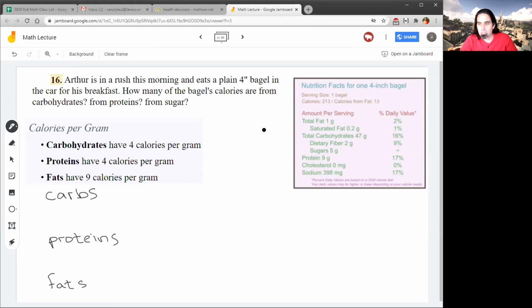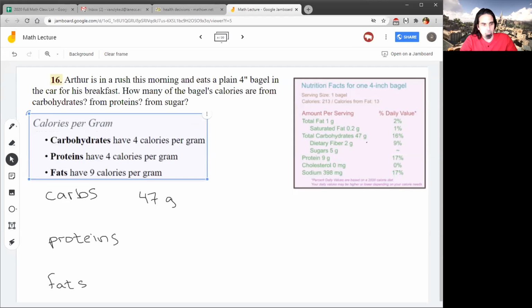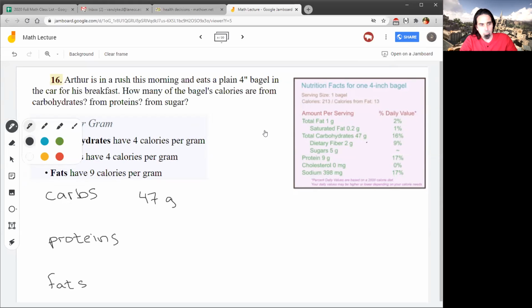Is it just too small on your screen? Which is the carb number? 47 grams. 47 grams right there. So I didn't really know what you were asking at first. Okay, there we go. So carbs have 4 calories per gram. So we'll take that, multiply it by 4. And get 188.